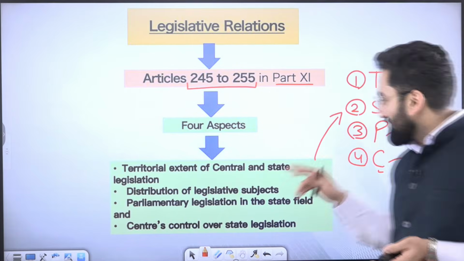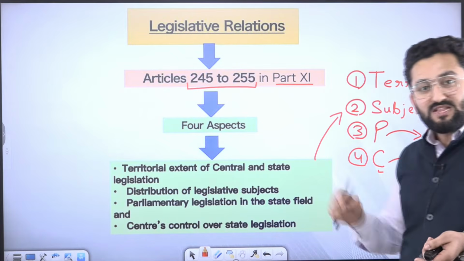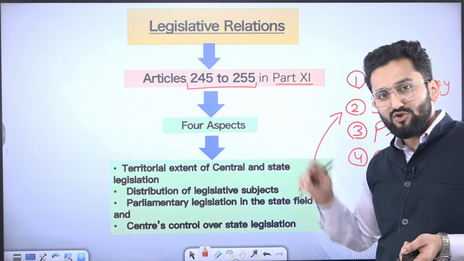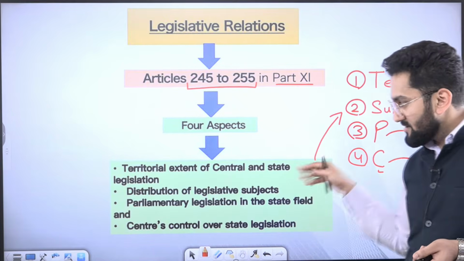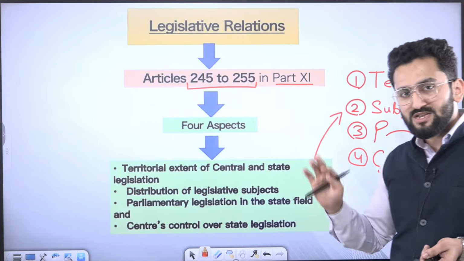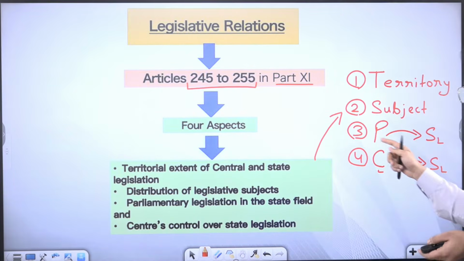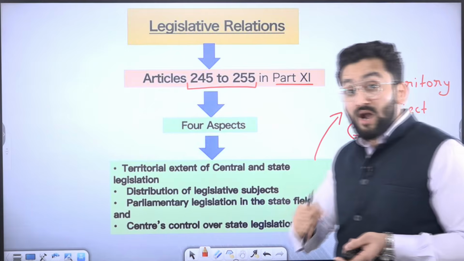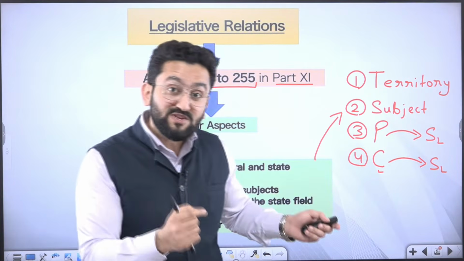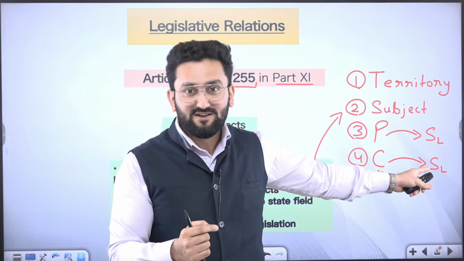Now, the subjects, the division of subjects between center and state, we are going to discuss when we discuss Schedule 7. Today we are going to deal with legislative aspects, all kinds of questions and dimensions which can be asked. Now, the third aspect is Parliament's power to actually make law on subjects which are considered as state subjects.